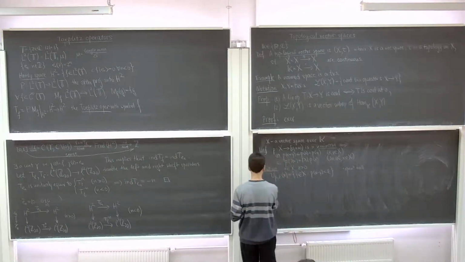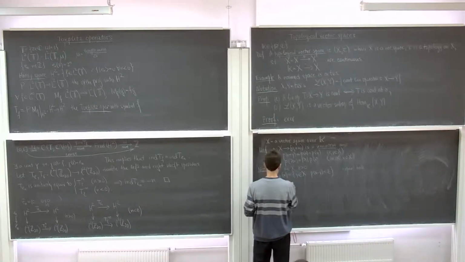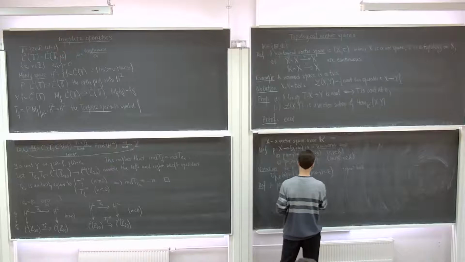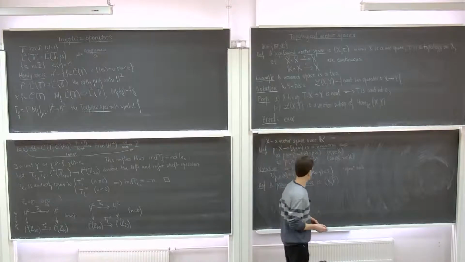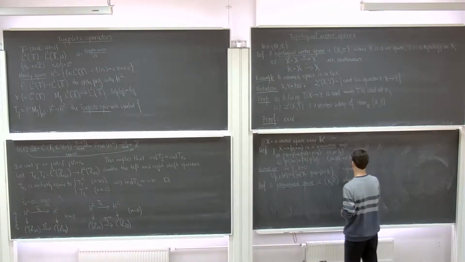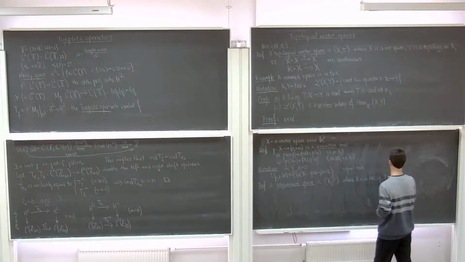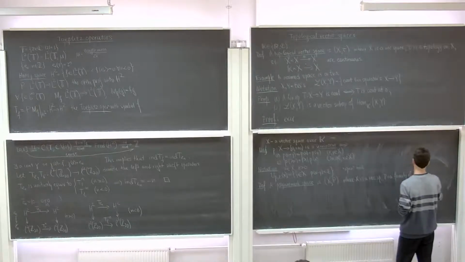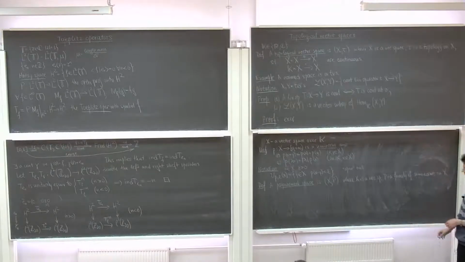Okay, now we give the following definition. We define a polynormed space to be a pair (X, P), where X is a vector space, and P is a family of seminorms on X. So a polynormed space is a vector space together with a family of seminorms.